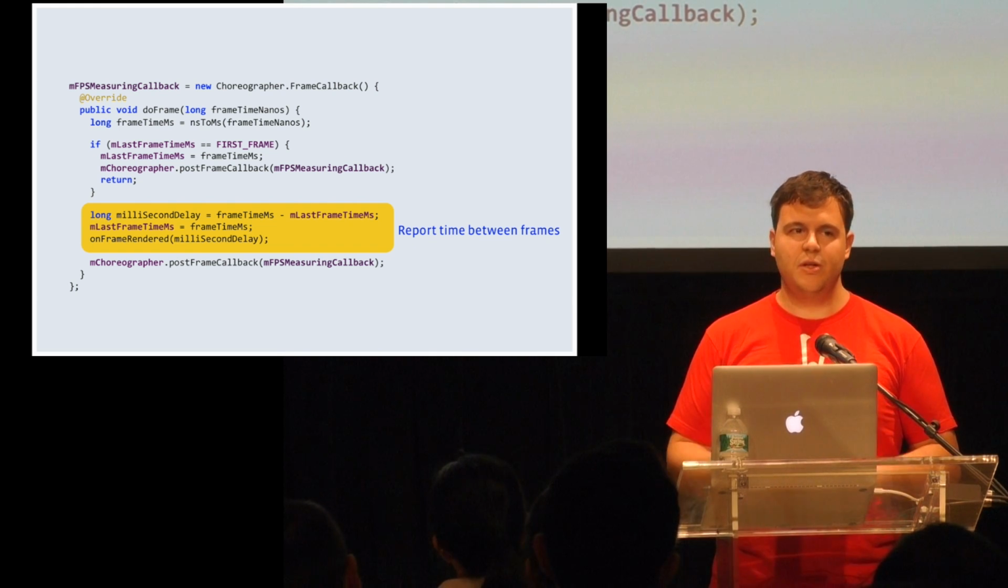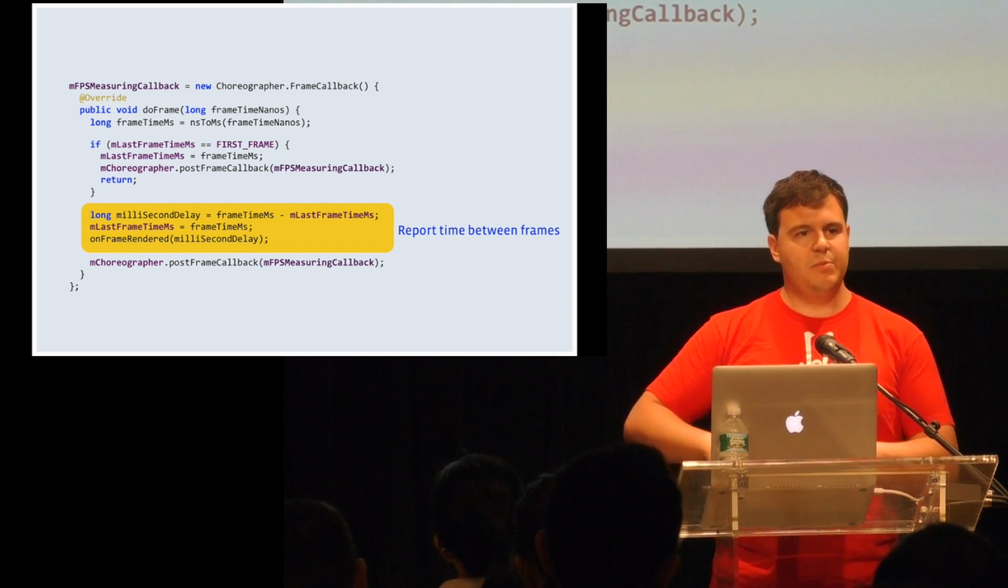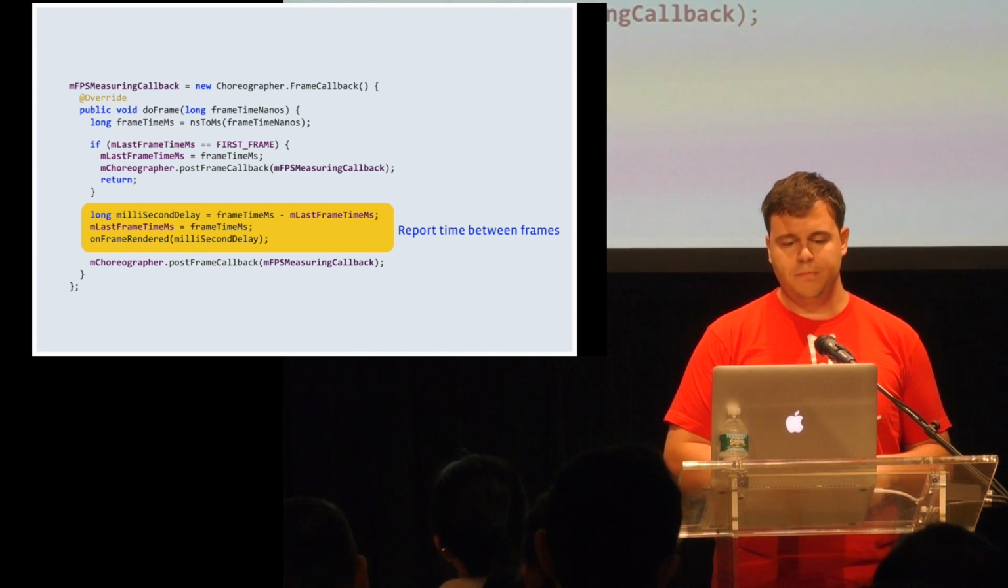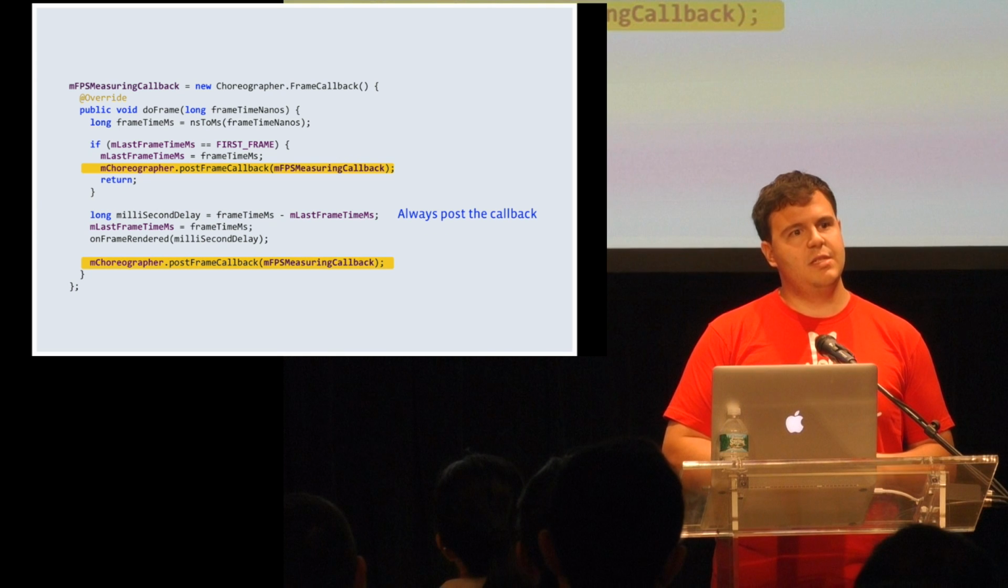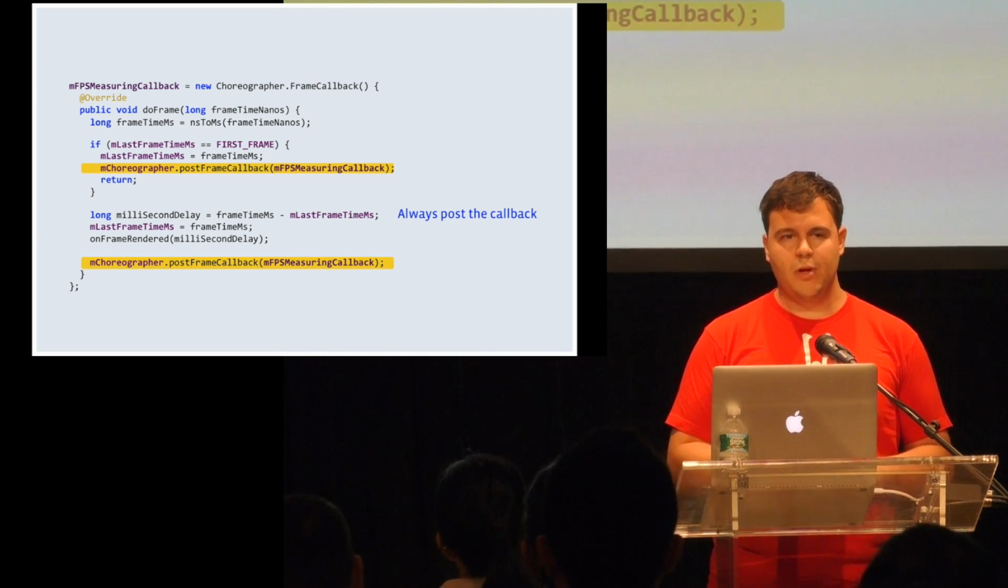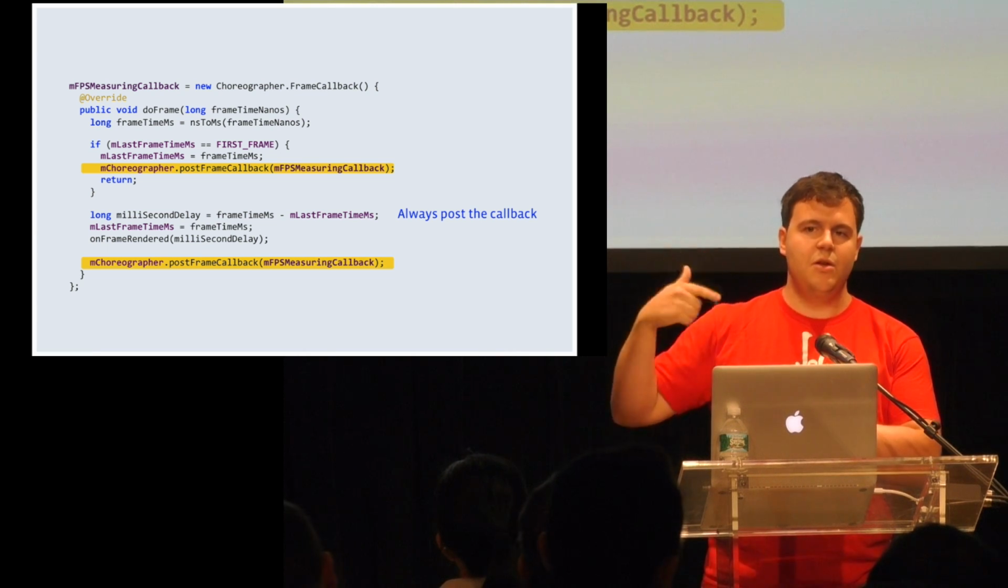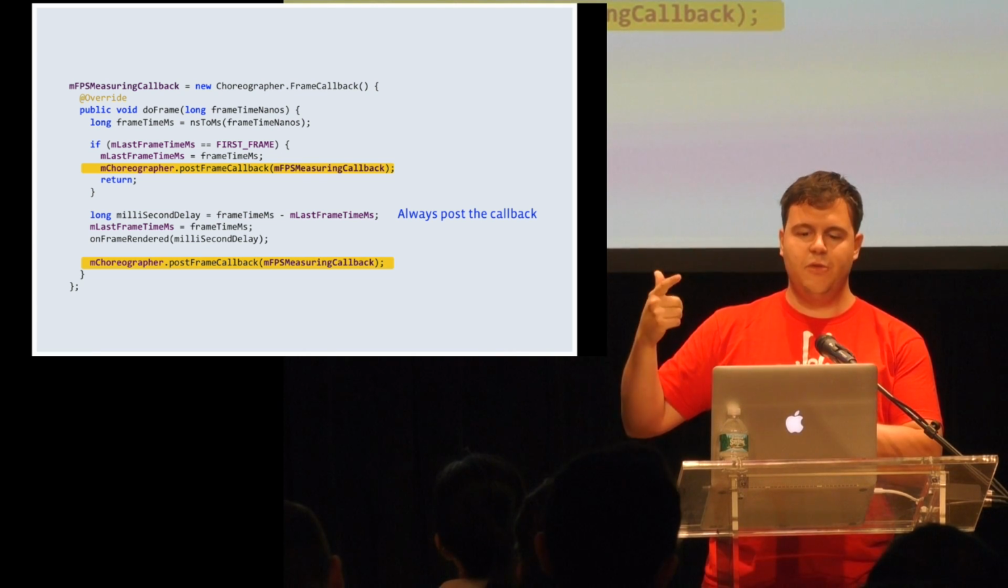This might be something that you want to do locally on the client. This might just be shooting off some data to some backend. However you want to handle that, you can handle it. And always remember to post that callback again. We're interested in a chain of different frames, right? So you want to keep being notified of that following frame.